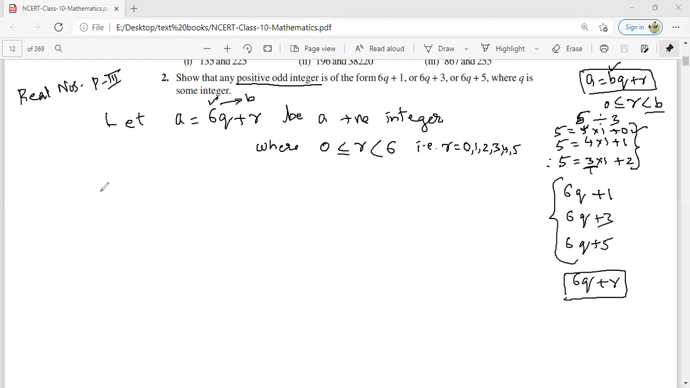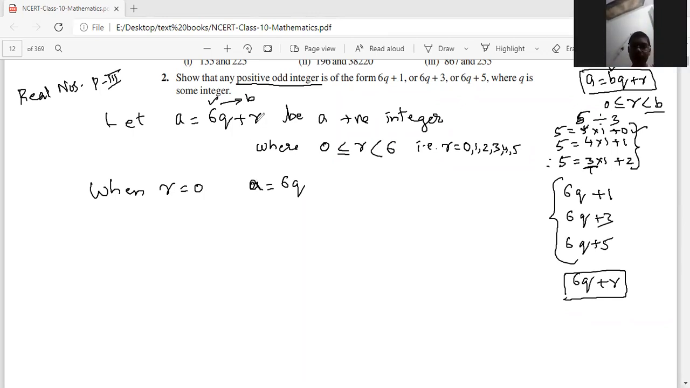First we will check when r is equal to 0. When r is equal to 0, a will be equal to what? 6q, correct? Just put the different values of r here to get the value of a. And 6q, where q is any integer. When you multiply an integer with 6, it will become an even number because you are multiplying with an even number.